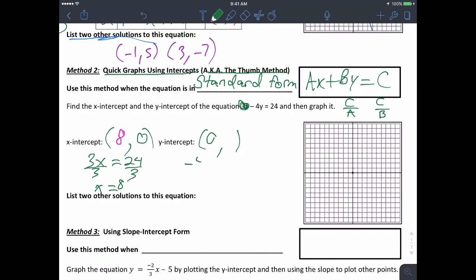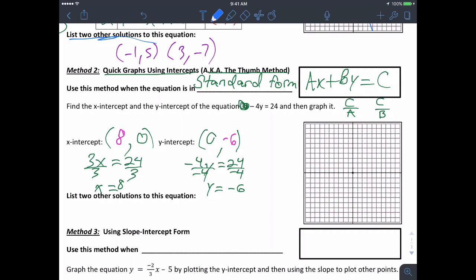Okay, so -4y equals 24. In this case, we have to divide by -4. That's going to get us y equals -6. So the ordered pair is (0, -6). Let's go ahead and graph this now.